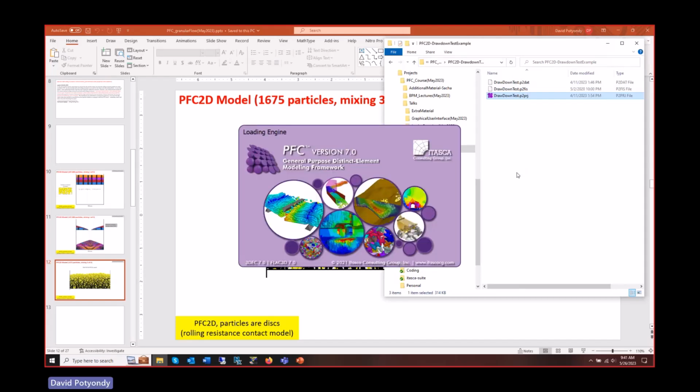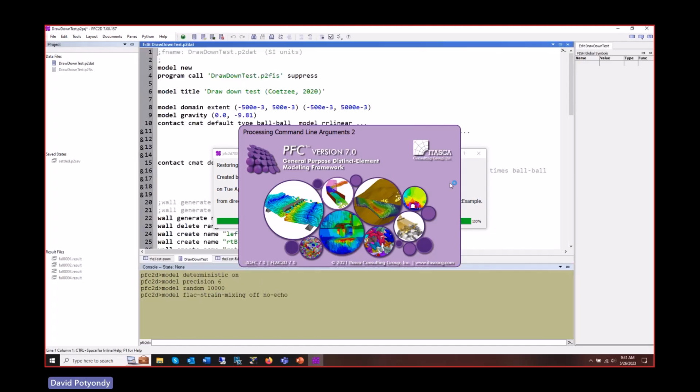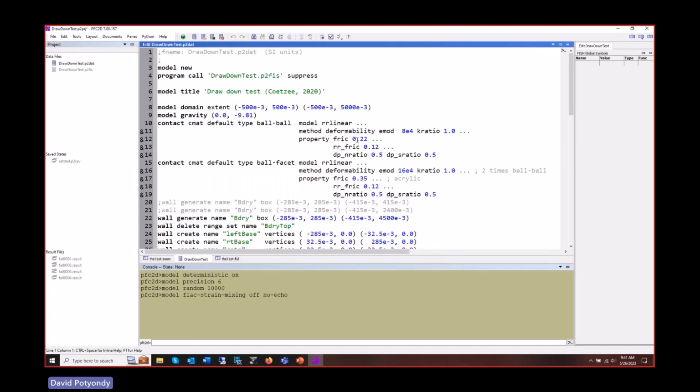So I'm firing up PFC 2D. Lets me take a sip of my coffee. You know, we make it start slow on purpose so that you can take a sip of your coffee.